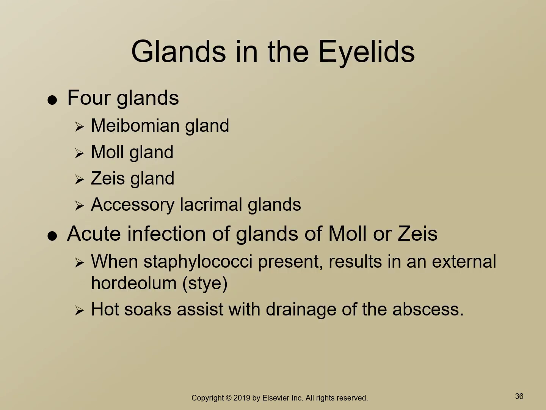Four types of glands are located on the lids: the meibomian gland, the glands of Moll and Zeis, and accessory lacrimal glands. Acute infections of the glands of Zeis or Moll with staph result in external hordeolum, also called a stye. A stye is an abscess with pus formation in the lumen of the affected gland. Treatment for this includes hot soaks or hot compresses that assist in the continuous drainage of the abscess. Erythromycin or tetracycline may also be applied topically as supplemental therapy.